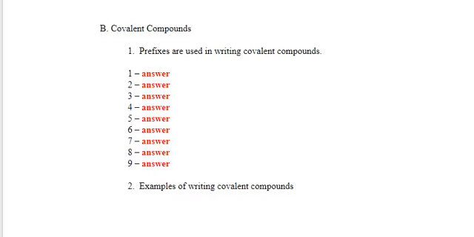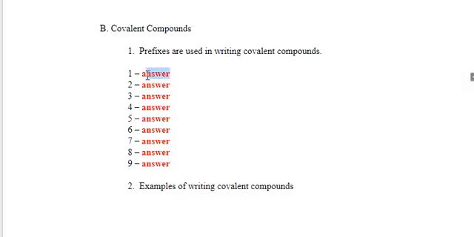This lesson corresponds to Roman numeral 4B in the Honors Chemistry Unit 6 packet. We're going to be talking now about covalent compounds. In ionic, you had to cross the charges. Covalent is actually a lot more simple. We're going to use prefixes when writing covalent compounds.